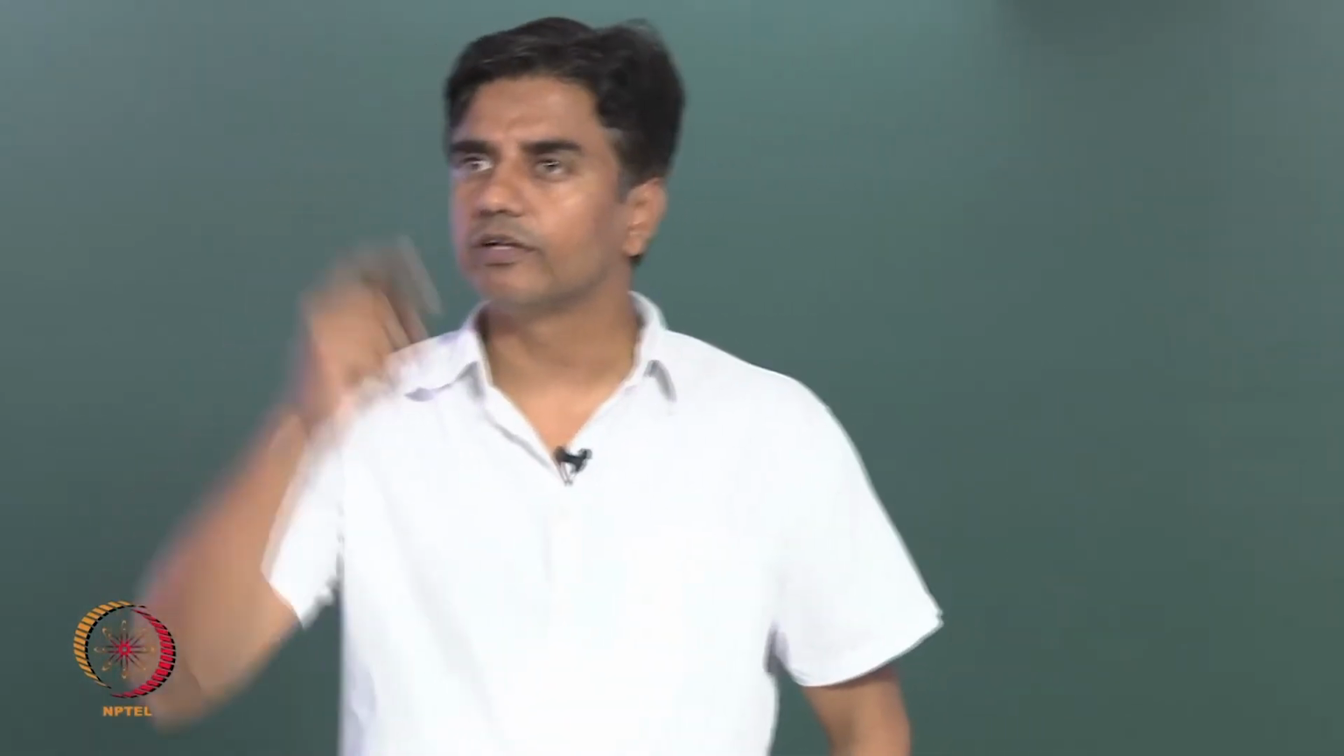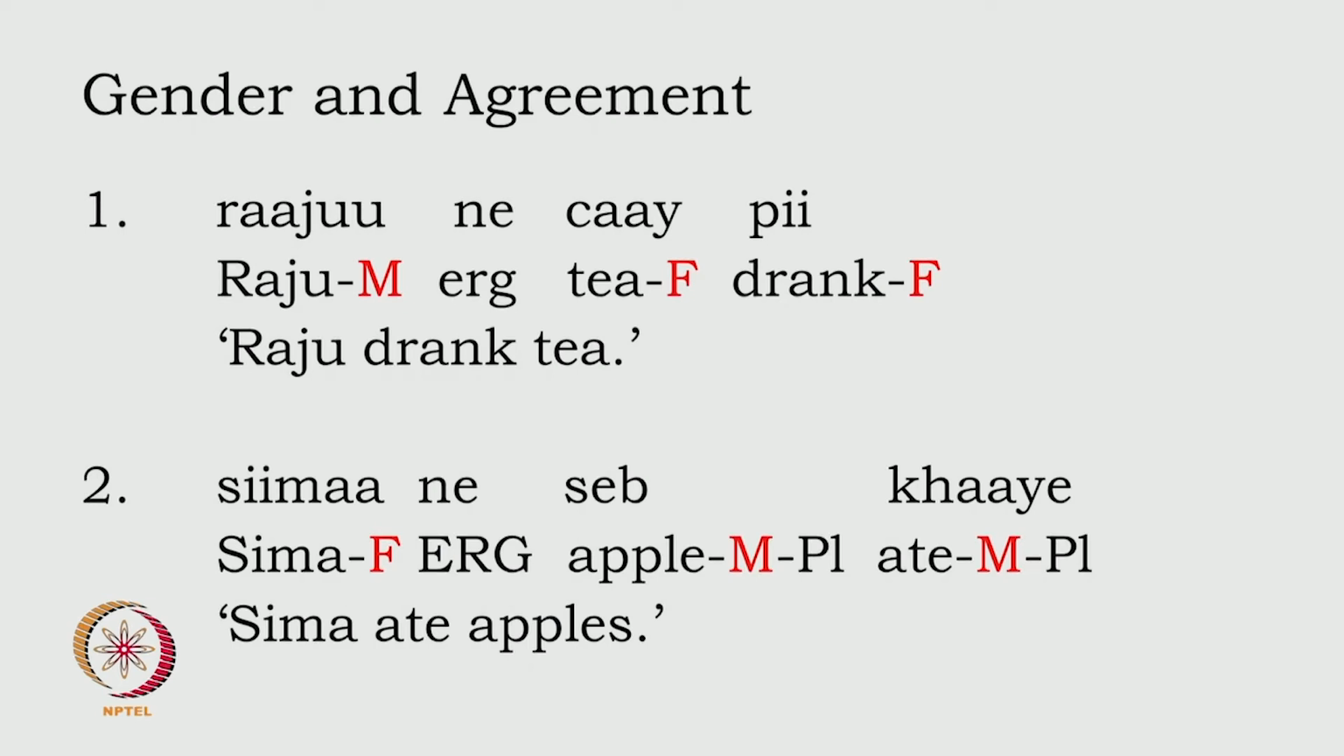Alright? Now, do you see any gender marker visible on the verb in the first sentence? P, P. You see that visible? Do you see the gender marker visible on the second word? Yes. Is a plural marker visible on the verb khana? Yes. And the singular marker on the verb pina? That's not visible.